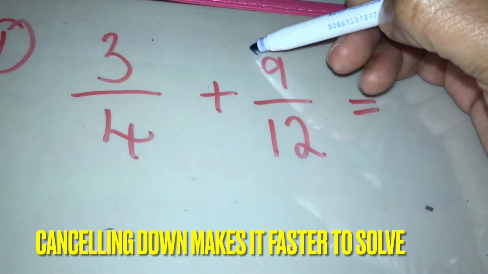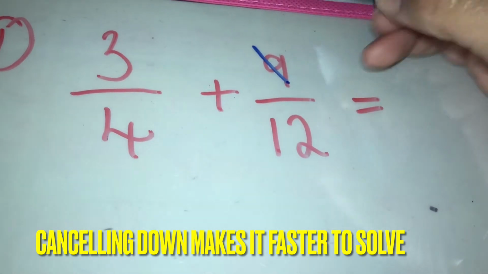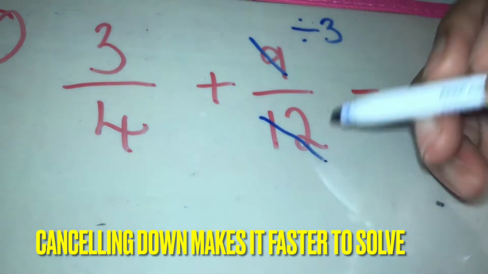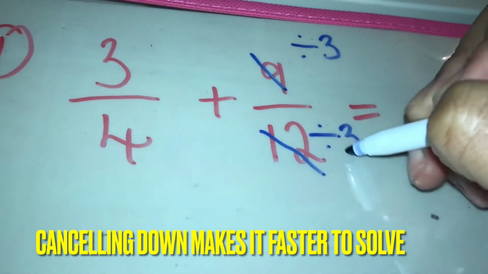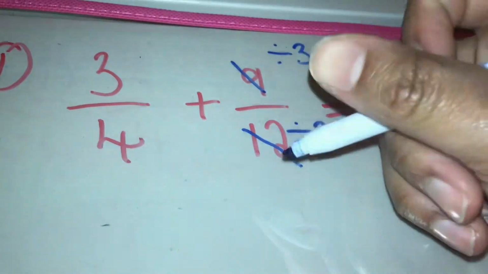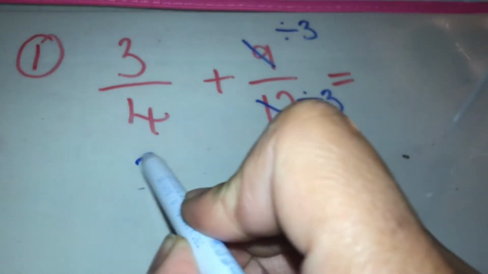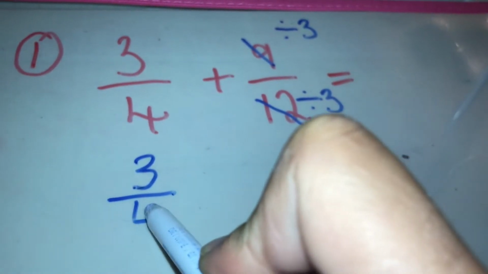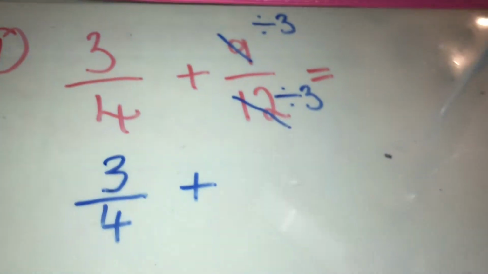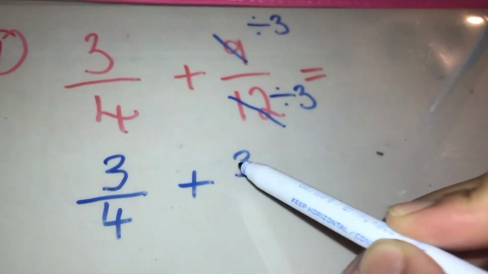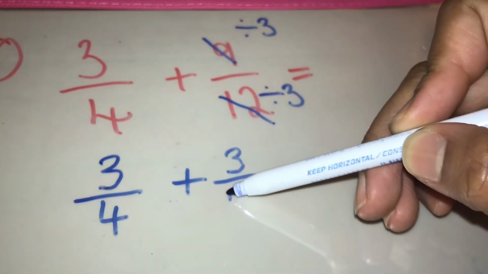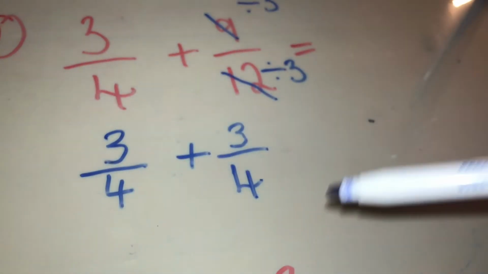So 9 is divisible by 3. And 12 is divisible by 3. So here we don't even need to worry about the lowest common multiple just yet. 3 over 4, obviously we can't do anything to that, so that stays the same. Plus 9 divided by 3 is 3. And 12 divided by 3 is 4. And that's how we get our denominators the same.